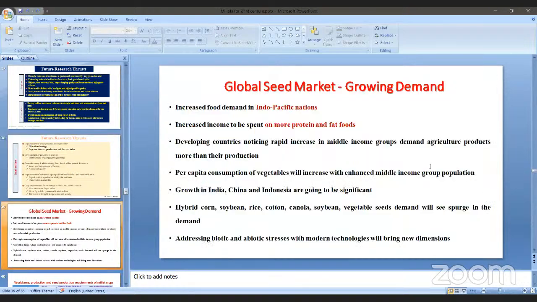There is also the global seed market, which is another demand. India-specific demand for food is also increased, and this is based on the seed. More protein and fatty foods are also very important for the consumption of these millets.